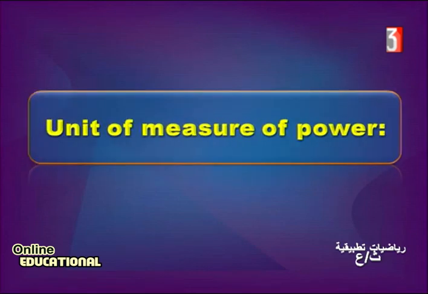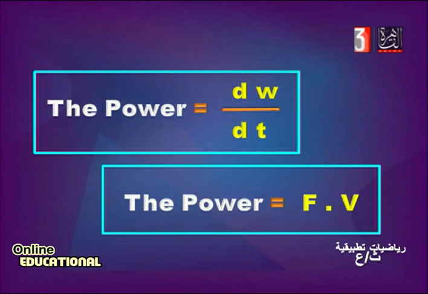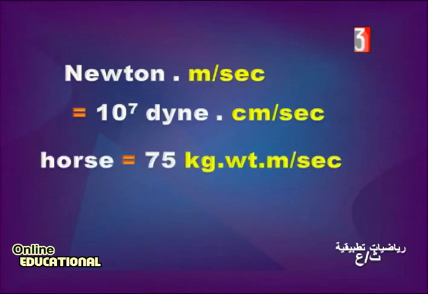Now, what is the unit of measure of power? The power equals dW dt, or the power equals F multiply V. Then the force in Newton and the velocity in meter per second equals 10 power 7 times centimeter per second.